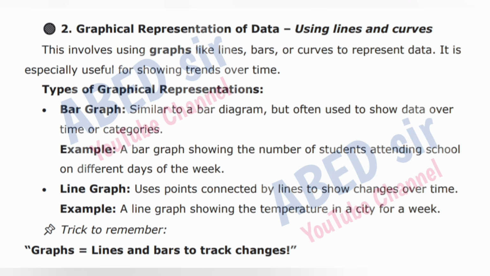Types of graphical representations. Bar graph, similar to a bar diagram, but often used to show data over time or categories. Example, a bar graph showing the number of students attending school on different days of the week. Line graph uses points connected by lines to show changes over time. Example, a line graph showing the temperature in a city for a week. Trick to remember: graphs is equal to lines and bars to track changes.